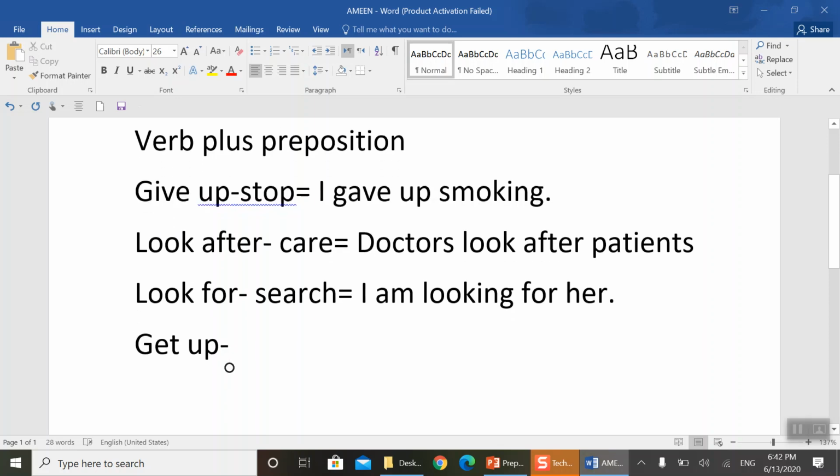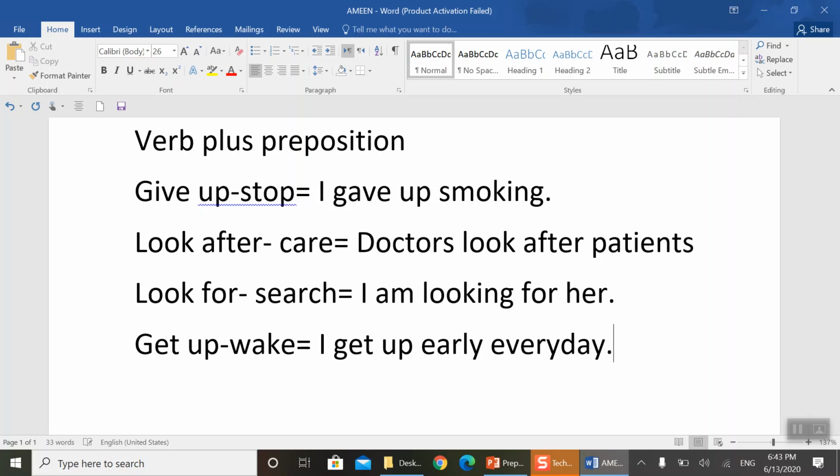Get up. But get up, it means wake. Example, I get up early every day. You see? It's very important when you want to use phrasal verbs. Very important. You have to know this.